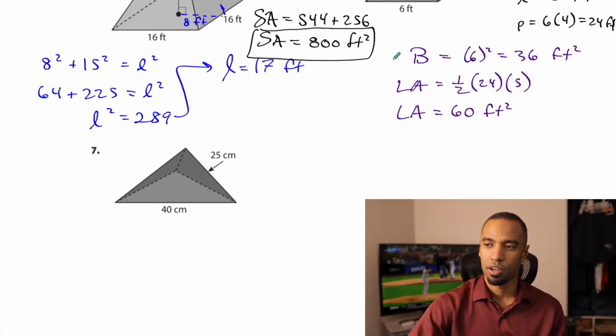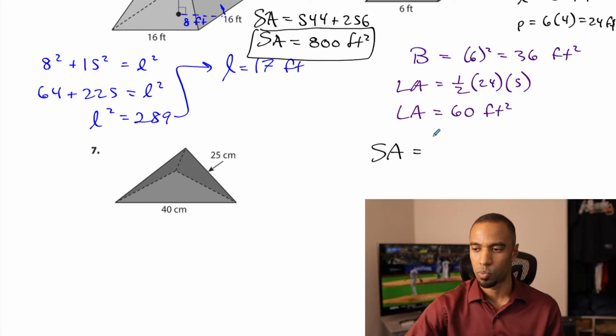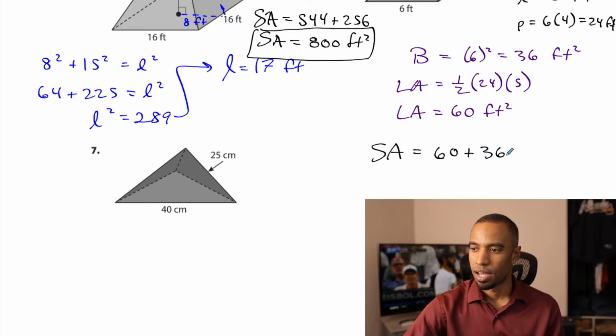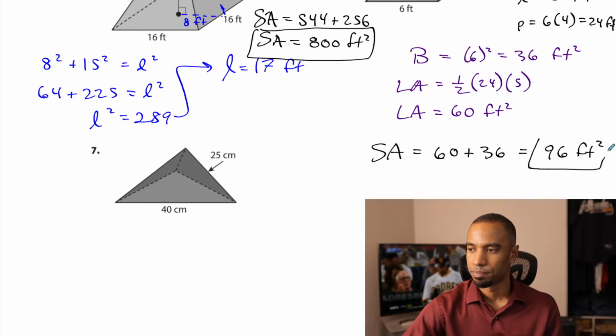So the surface area will be adding the lateral area plus area of base. Again, these aren't really changing very much, it just depends on what you're doing in the problem. So lateral area plus area of base, and that is 96 square feet.